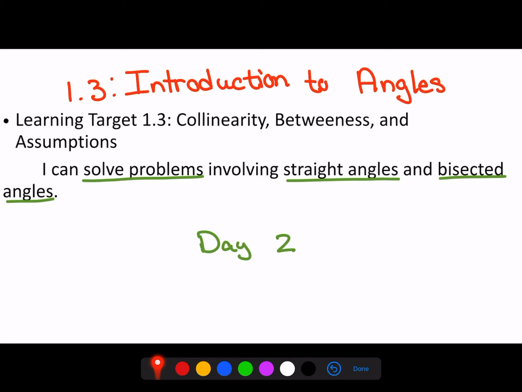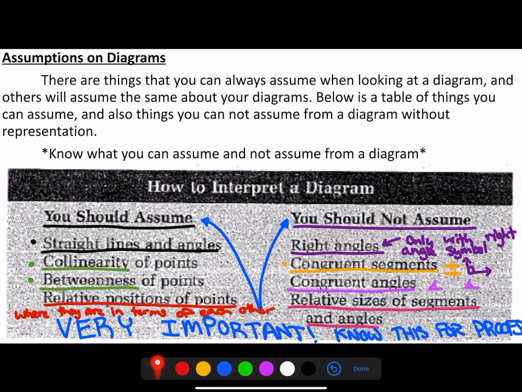Now in our previous video we covered collinearity, betweenness, and assumptions. We're just going to talk about assumptions really quickly before we continue on with the rest of our lesson. So, getting started. We talked about this in our last video, so I'm just going to breeze through it. If you need to watch that video again to catch up on this information, please feel free to.